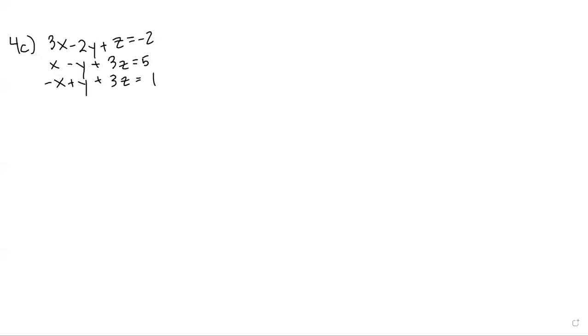Here we've got a 3x3 system of equations in x, y, and z, and we want to solve the system. As always, we're going to put it into a matrix first of all. So my x's are 3, 1, -1. My y coefficients are -2, -1, and 1. And my z's are 1, 3, 3. And the constants will be -2, 5, and 1.